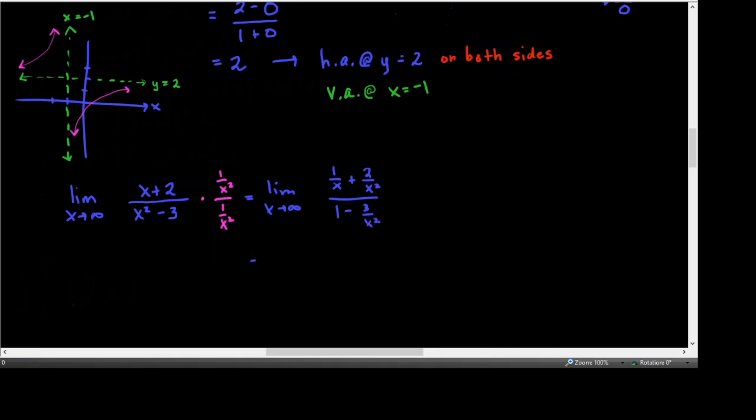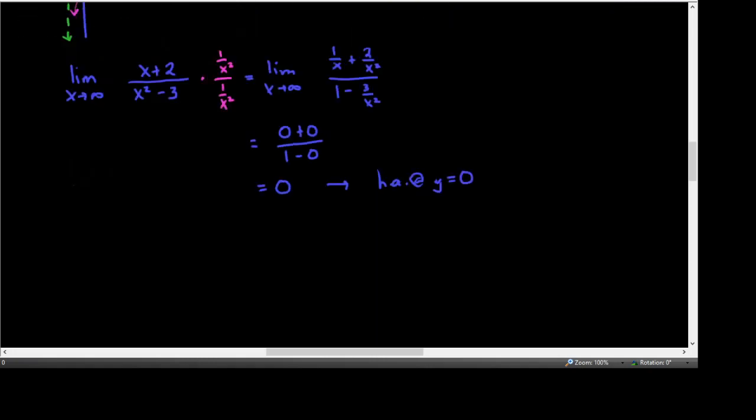The limit of any constant over a power of x goes to 0. So the first fraction goes to 0, plus the second fraction goes to 0. The limit of the constant 1 goes to the constant 1, minus the next thing goes to 0, and that goes to 0. And that implies we have a horizontal asymptote at y equals 0. Okay, so if you look at number 1 again, if the degree of the numerator is less than the degree of the denominator, then the limit of the rational function will be 0. So it's kind of a guideline so that you know what to expect.